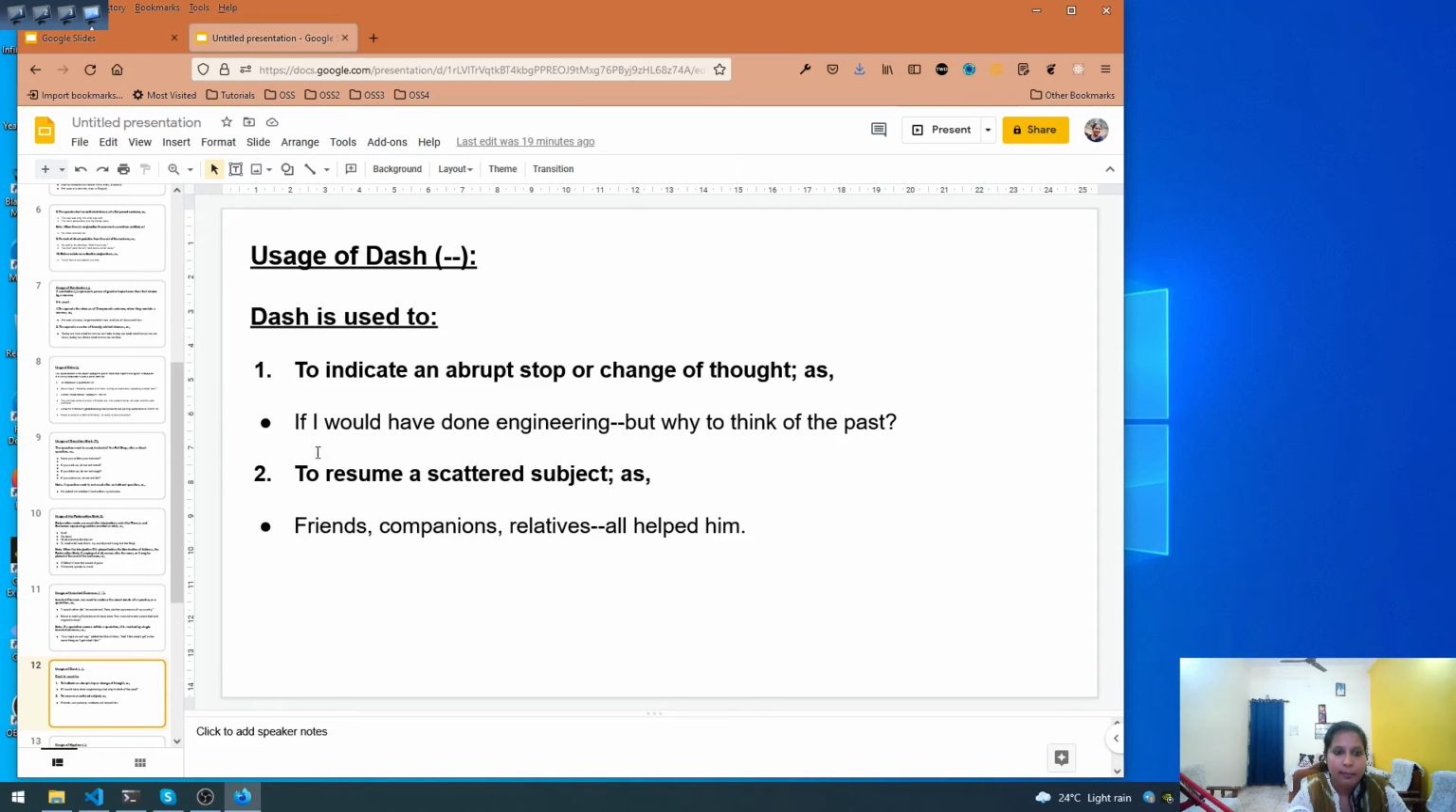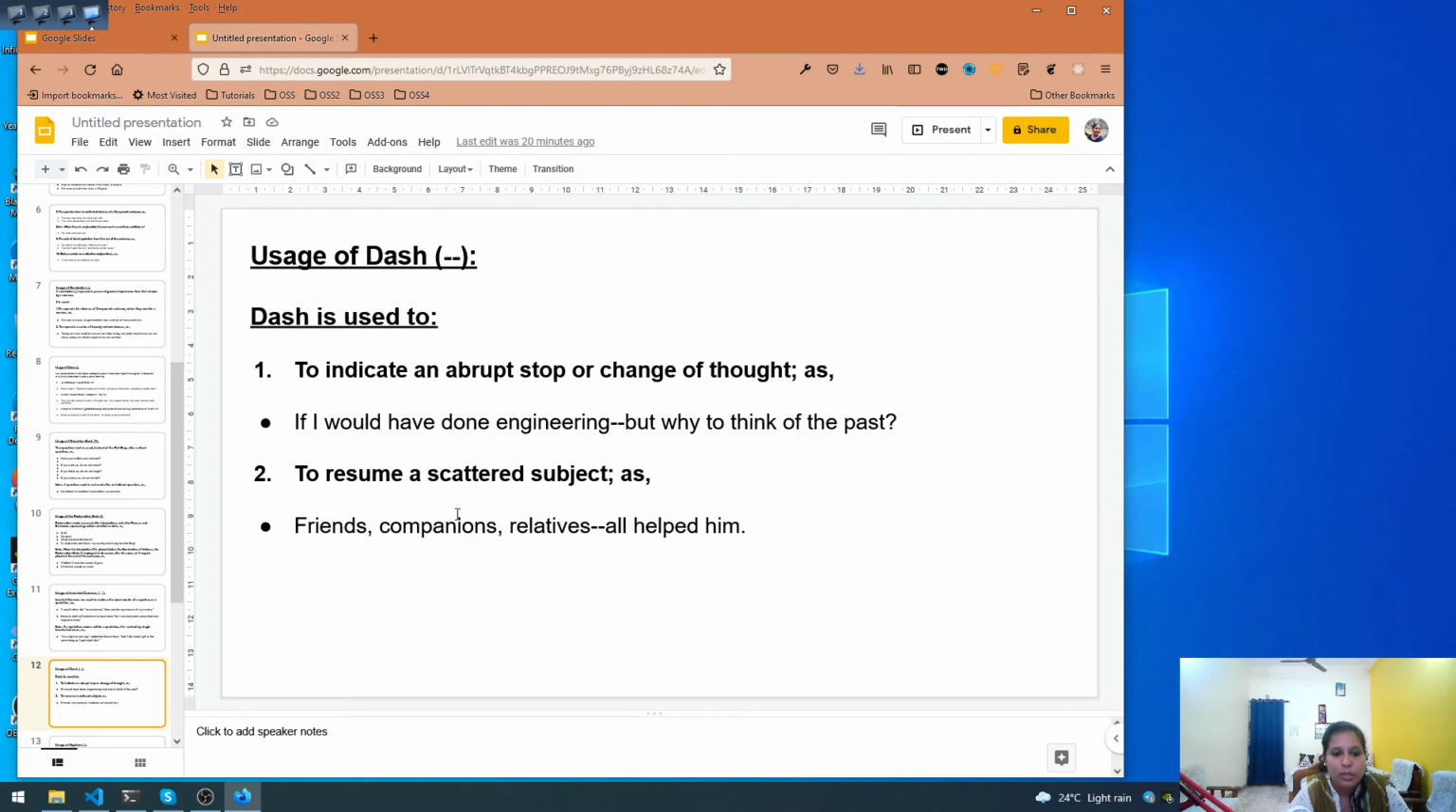For example, "I would have done engineering, but why think of the past?" Many times we think of the past and become sad, but then we change our thought, isn't it? And we start thinking positive. So here you can see we have used a dash to make people understand that there is a change of thought.